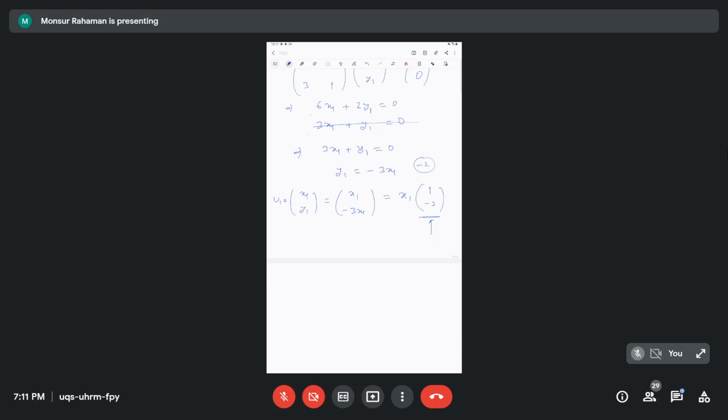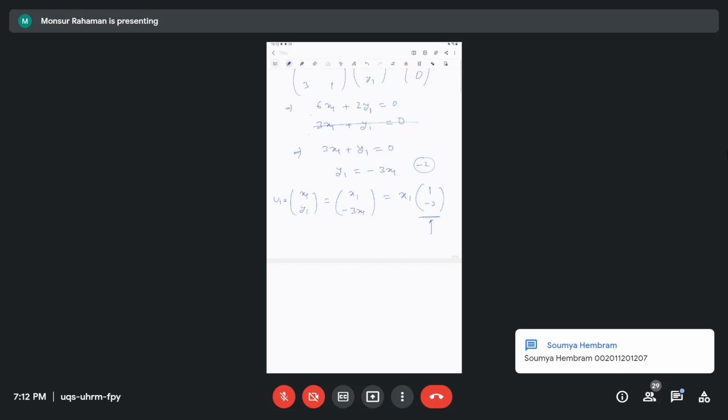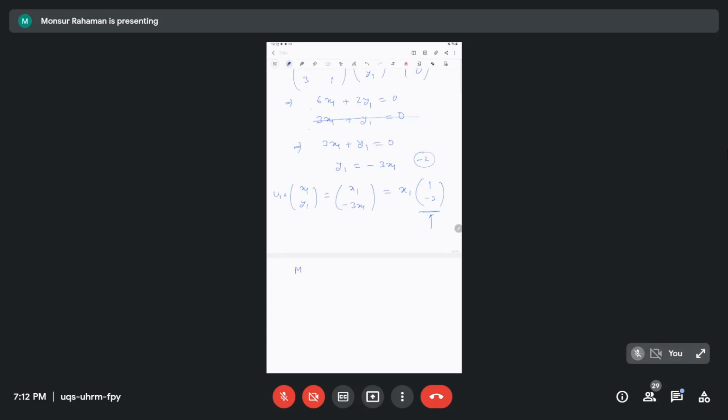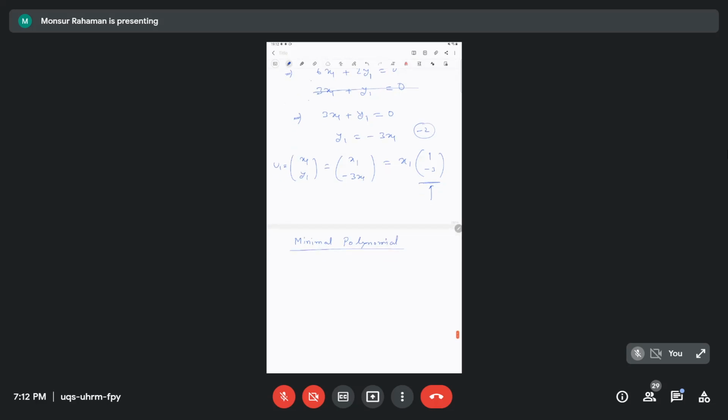For the next part of the syllabus, the Jordan canonical form, this portion, the minimal polynomial, is very important. This is the minimal polynomial. We are going to collect all the polynomials f(t) such that f(A) is 0. These are all the polynomials for which the matrix A is a root.